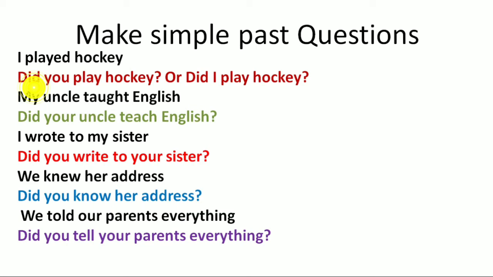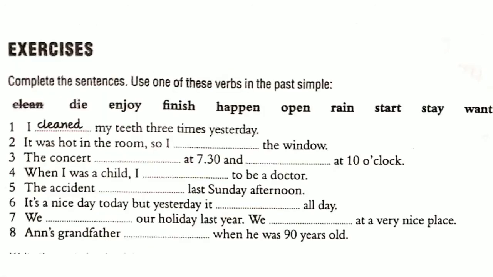Likewise, you can see here we have used did plus V1, not did plus V2. So, did you play? Did your uncle teach? Did you write? Did you know? Did you tell? Not did you told. You have to remember these basic grammar elements. Simply, this is the use of did with the V1 form. That means the 19th auxiliary, did, which we have learned in the auxiliary series videos.